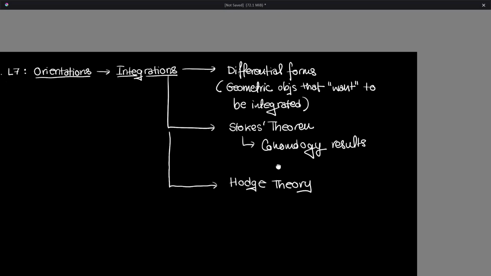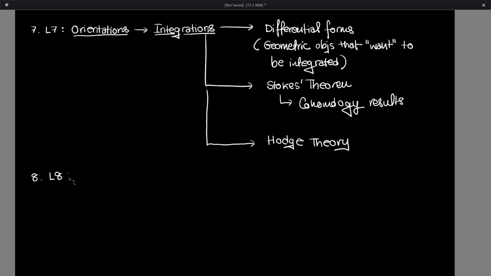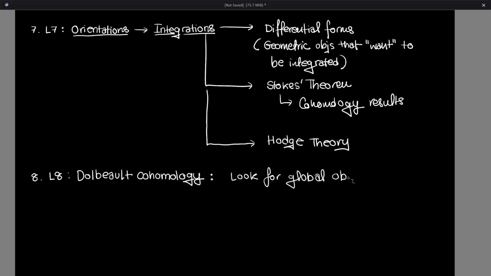So then we have lecture 8. In lecture 8, we define Dolbeault cohomology. This was one that I was really excited for in the first place because Dolbeault cohomology is cool in and of itself, but we also figured out how to look for global obstructions. That's what it was all about. Global obstructions. Obstructions to what? Obstructions to solving a particular partial differential equation in this case.